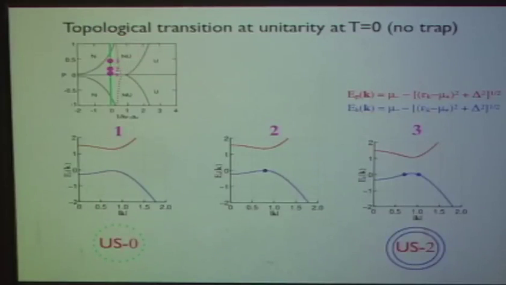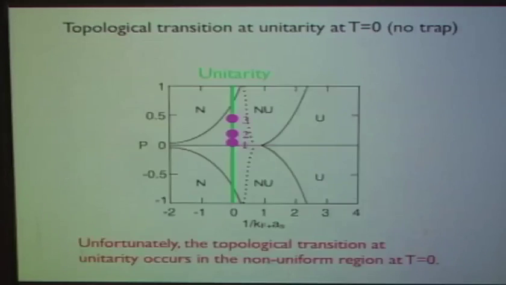So in the unitarity regime at 0 temperature in the homogeneous system, there's a topological phase transition. But the issue is this topological phase transition is hidden by the non-uniform regions. So my argument is not applied in this region. But there is another direction. We can also control temperature. So is there any topological phase transition at finite temperatures?